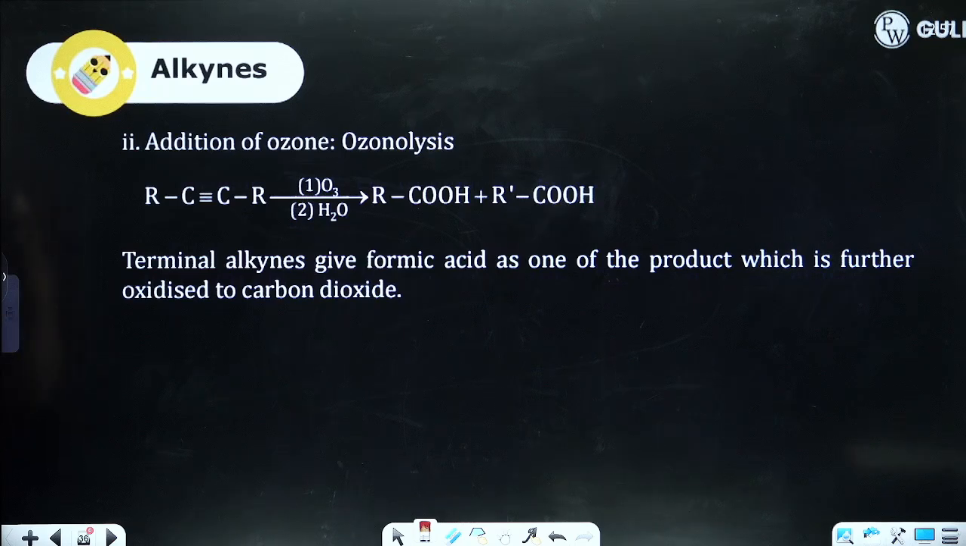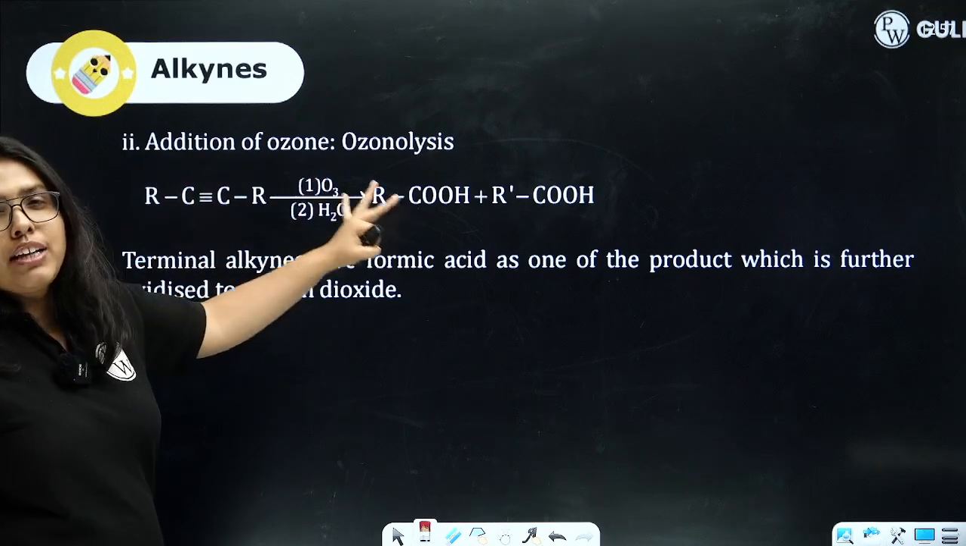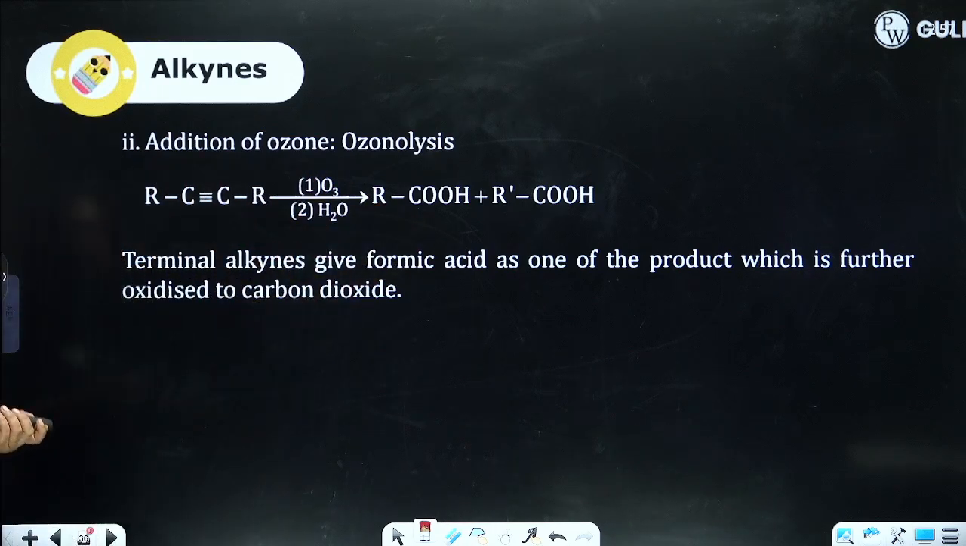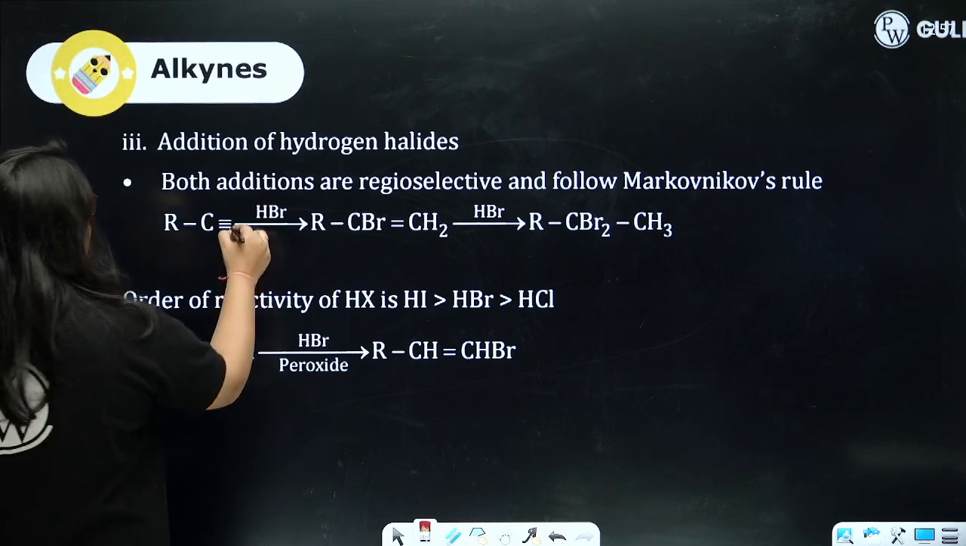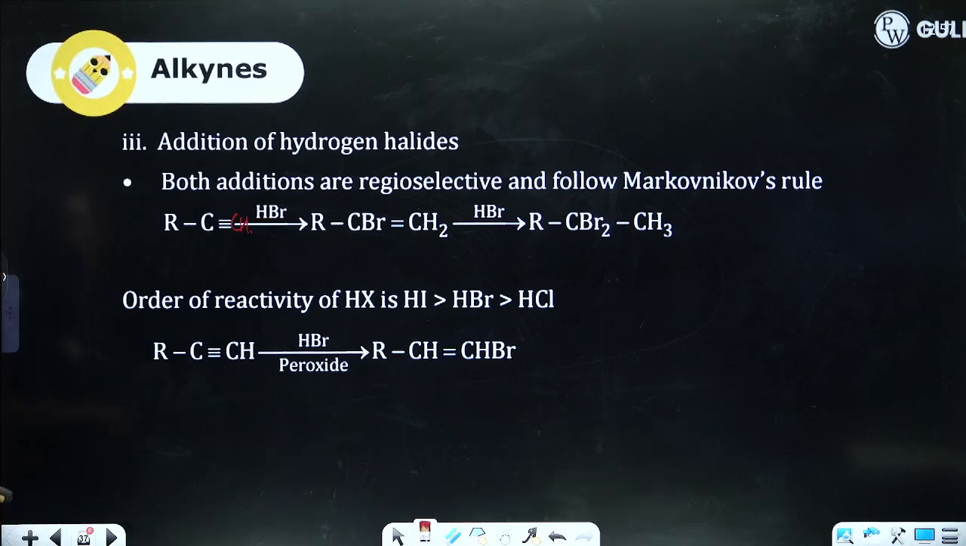Addition of ozone is also known as ozonolysis. Again, one thing you need to understand: alkynes upon ozonolysis will give rise to the respective carboxylic acids. Addition of hydrogen halides: this is what you will get. It follows Markovnikov's rule. Please have a look.